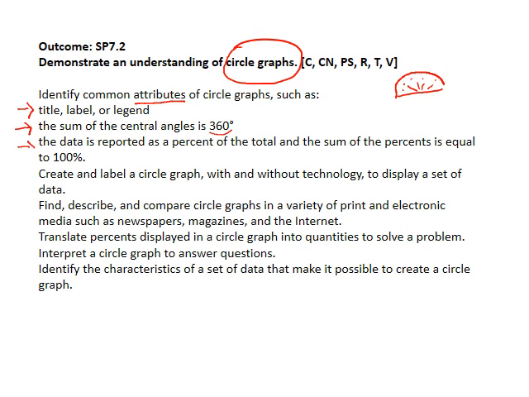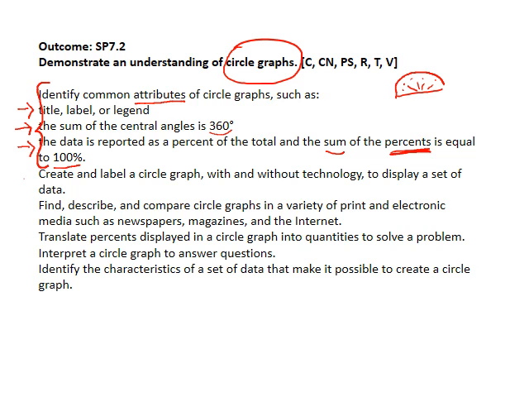And circle graphs have to add up to 100%. So if you have percents inside your circle graph, which most do, that's kind of why we have them, when you add them for the sum, it has to equal 100%. Okay, so these are the attributes of a circle graph.